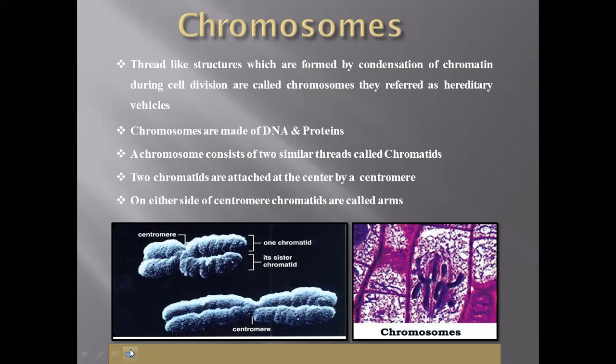Chromosomes are made up of DNA and proteins. A chromosome consists of two similar threads called chromatids. Here, my dear students, you can see in this figure, this condensed structure is a chromatid, right? Why is the other one known as the sister chromatid? Because it is homologous. It is the same. That's why it is known as the sister chromatid. Two chromatids are attached at the center. You can see again in the diagram, here they are connected at the center, which is known as the centromere. On either side of the centromere, the chromatids are called arms. Clear? Okay. So hopefully this one is clear to you.